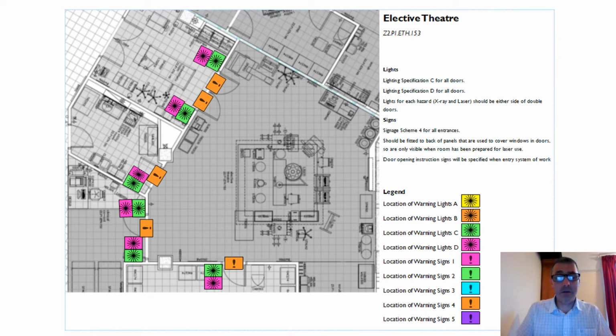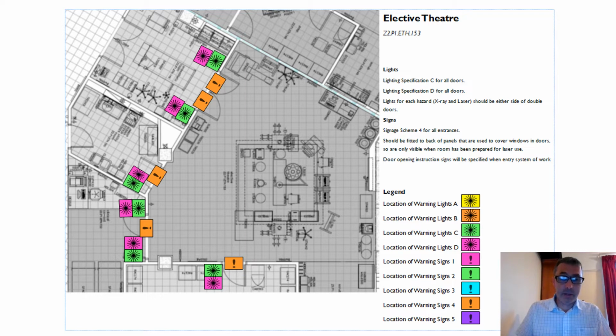So the lights themselves, the laser lights are either side of double doors at eye level in preference. If it's really impossible to put the laser lights either side of the door, you can look at whether they would be suitably placed above the door, but obviously they're not nearly as visible in that location. You will see it in some locations where it's been put up there.